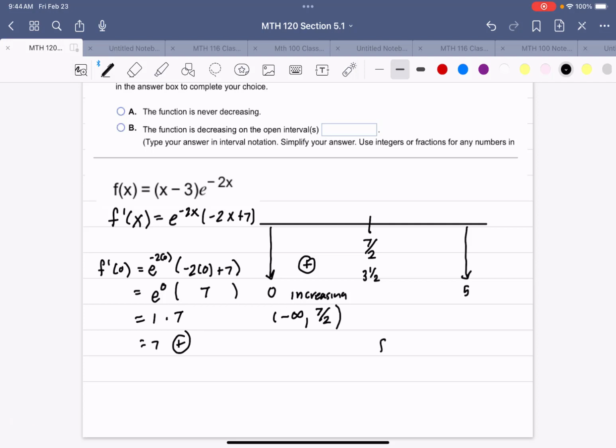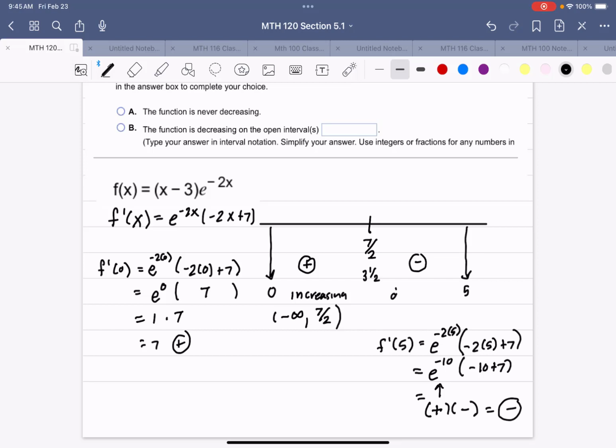Now I'm going to check f prime of 5. That's e to the negative 2 times 5 times negative 2 times 5 plus 7. That's e to the negative 10, negative 10 plus 7. And remember, this is going to be positive, always. This is negative. So overall, this is a negative region, which means it's decreasing. And that's from 7 over 2 to infinity.